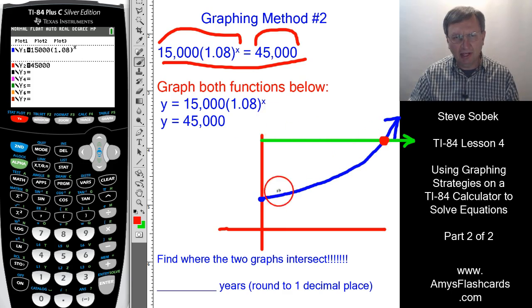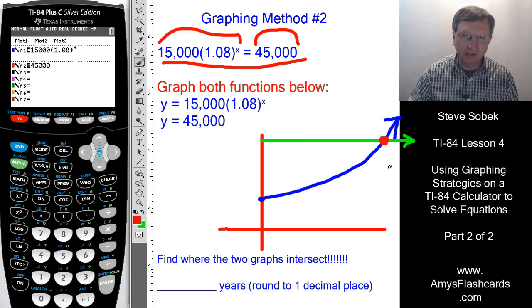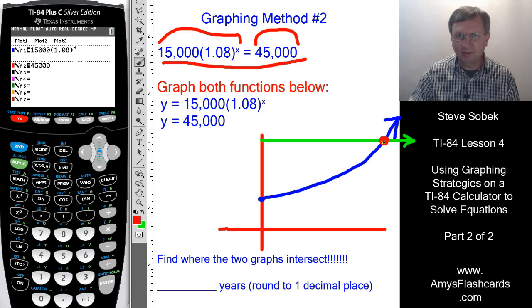Once we have them graphed, and we have a suitable viewing window, our concern is not what are the zeros of the function. Our concern is where do these two graphs intersect. Because if we could find a value for x at this point of intersection, that x value has the exact same y value. It's the same point on both graphs. And if we could find an x value that produces the same y value, then both sides of your equation will have the same value. In this case, both 45,000. But it doesn't matter what it is.